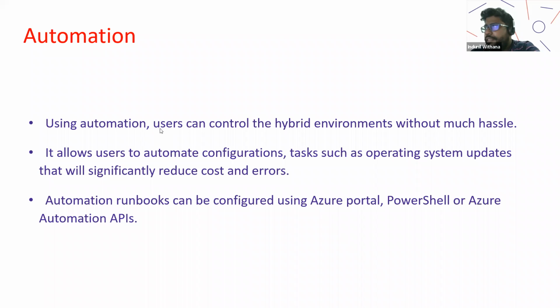Users can automate the configurations and tasks, such as upgrading the operating system, using the Azure provided services. So this will significantly reduce the cost and the errors, since it will be handled by Azure itself. And also there are automation runbooks which can be configured using the Azure portal and also PowerShell or Azure automation APIs, which will allow users to configure their resources automatically.